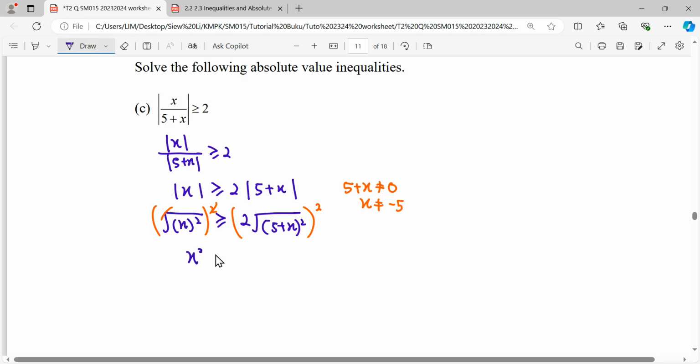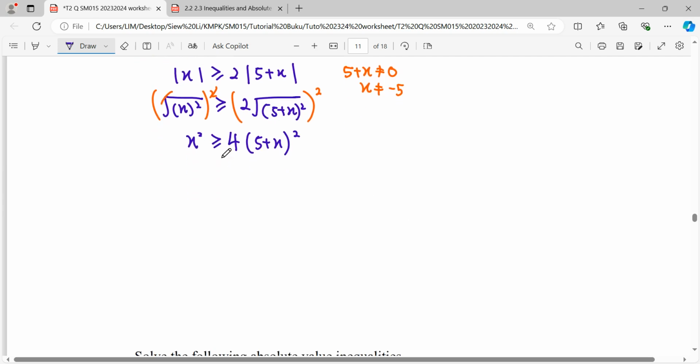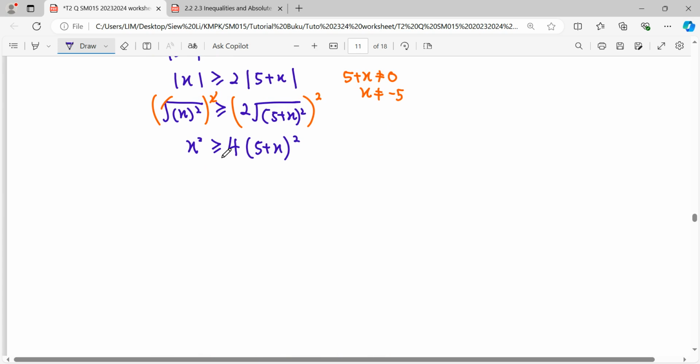It gives us x squared. For the right hand side, 2 squared will give you 4. And the square root and square cancel each other, so you have the remaining term 5 plus x squared. So what we need to do next, we can see our question now is in the form of quadratic inequalities.